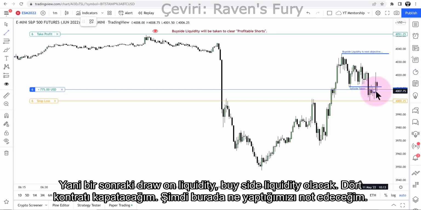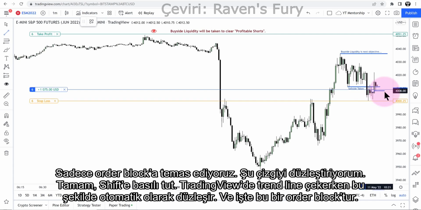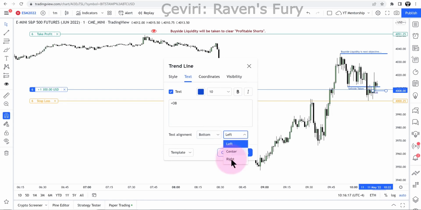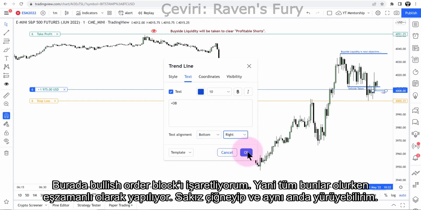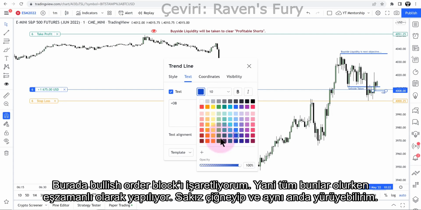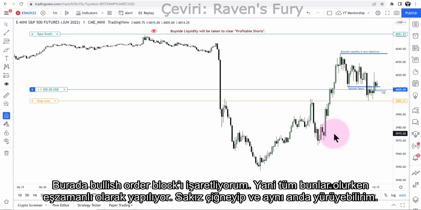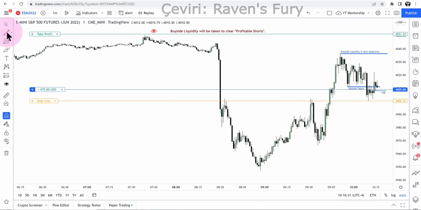I'm going to annotate what we're doing here. We're just bumping the order block there. Straighten this line out here. Okay, hold down Shift when you're dragging your trend lines in TradingView. It'll automatically straighten them out. And that is an order block. Bullish order block is what I'm annotating here. So you can see this is all being done as it happens. I can chew bubblegum and walk at the same time.